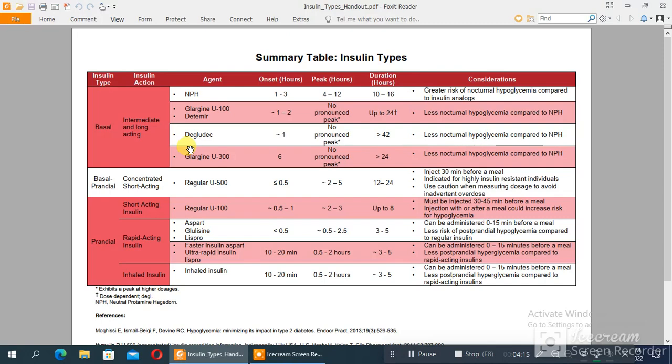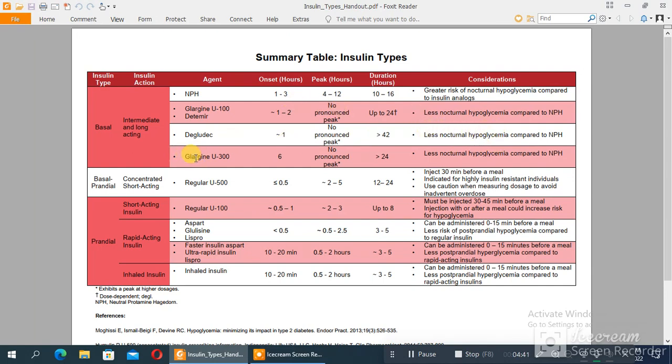Then we have the longest acting insulin, that is degludec, whose onset time is about 1 hour, and it also doesn't have any time to peak, and duration of action is more than 42 hours. That is the longest acting insulin available. And special concentrations, less nocturnal hypoglycemia compared to NPH. It also causes less nocturnal hypoglycemia.